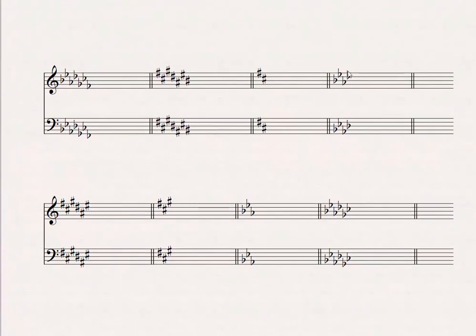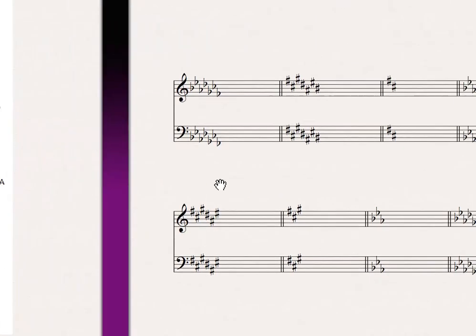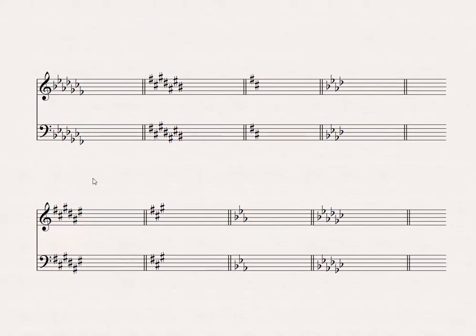Take a look at the next two of these. This one with 4 flats, and this one with 1, 2, 3, 4, 5, 6 sharps. Okay, so 4 flats is A flat major, and 6 sharps is F sharp major. So you're saying, do I have to draw the circle of fifths every time I want to figure out a key signature? No, luckily there's a shortcut.